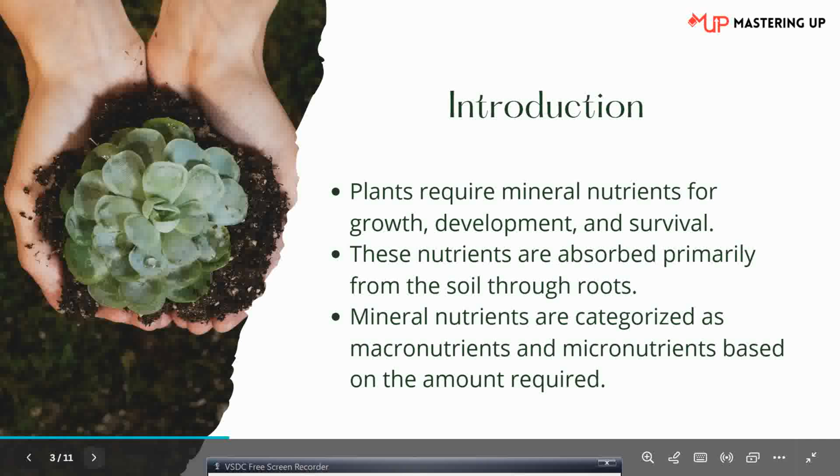As we always do, let's start with the introduction. Okay, so plants require mineral nutrients for growth, development and survival. These nutrients are absorbed primarily from the soil through roots. Mineral nutrients are categorized as macronutrients and micronutrients based on the amount required.